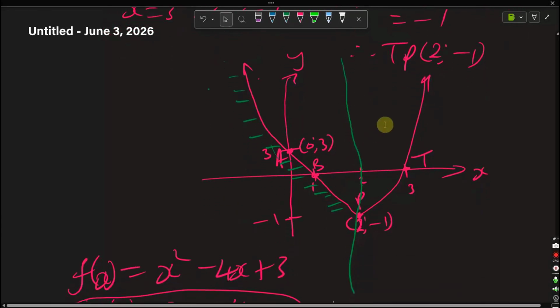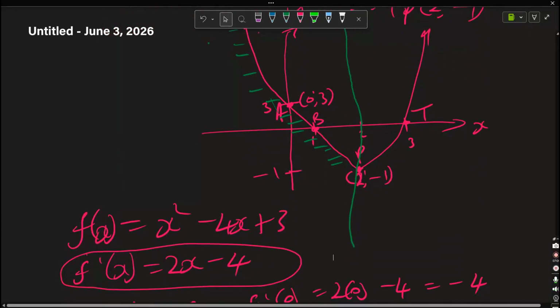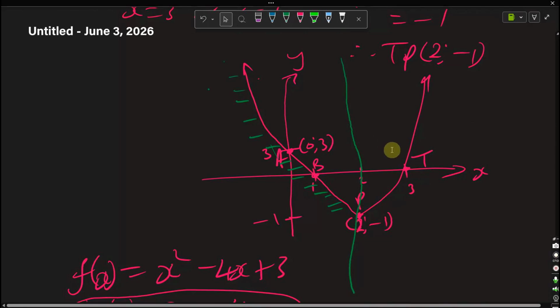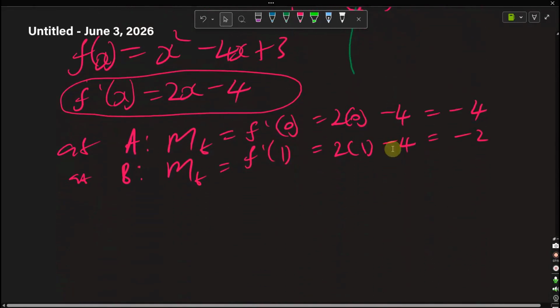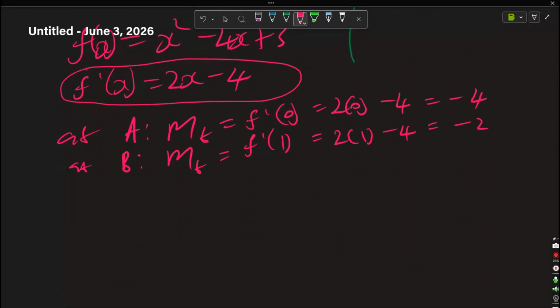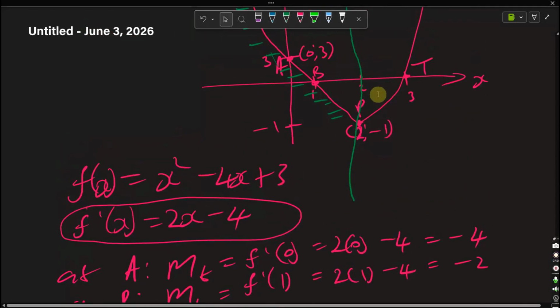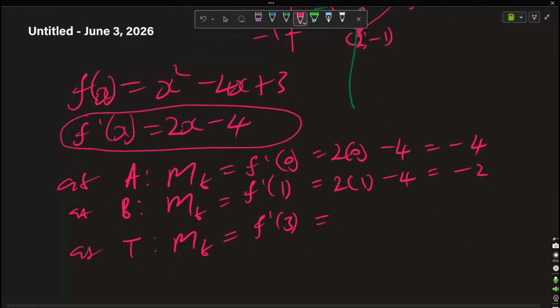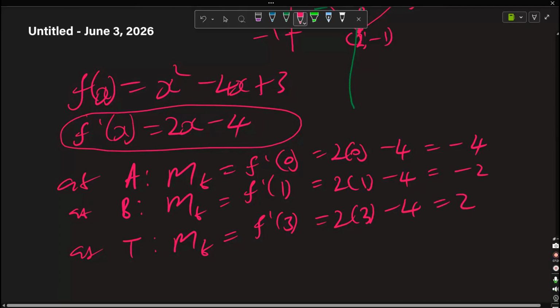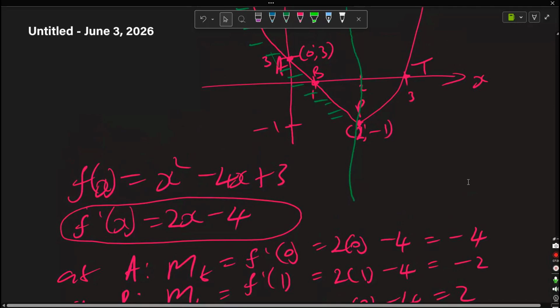All right. So now let's look at the gradient of the tangent at point T. So at point T, m_T is f prime at 3. Remember at point T, the x value there is 3. Then that is going to be 2 times 3 minus 4, which is positive 2. Right. Now, at point T, the graph is increasing.